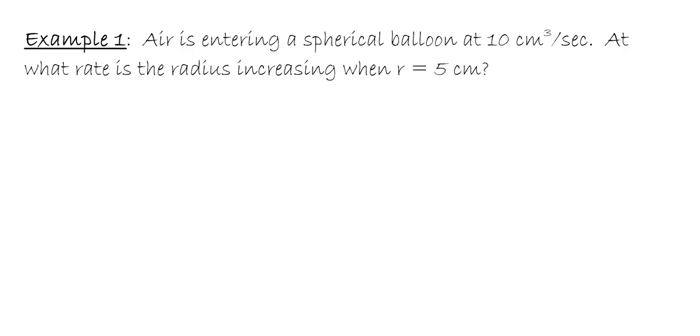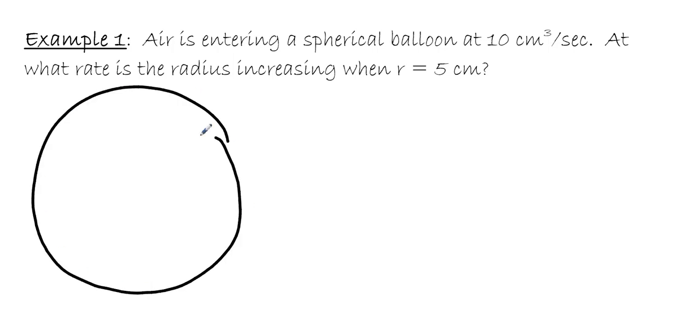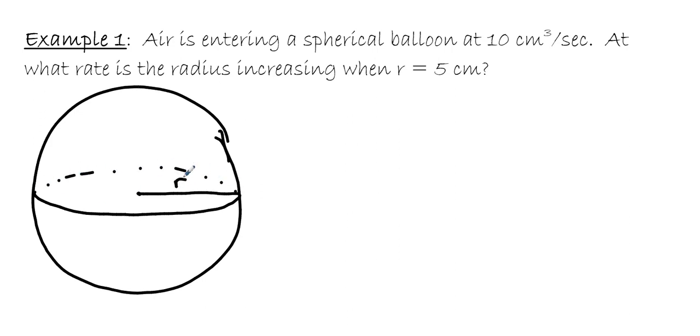Here's example 1. Air is entering a spherical balloon, 10 centimeters cubed per second. At what rate is the radius increasing when r equals 5 centimeters? Step 1 is to draw a picture. In that picture, you have a sphere. This is a sphere. It has some radius.